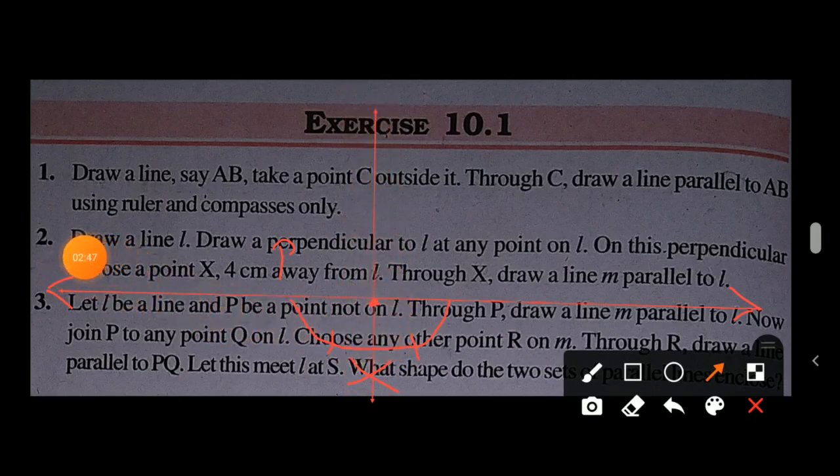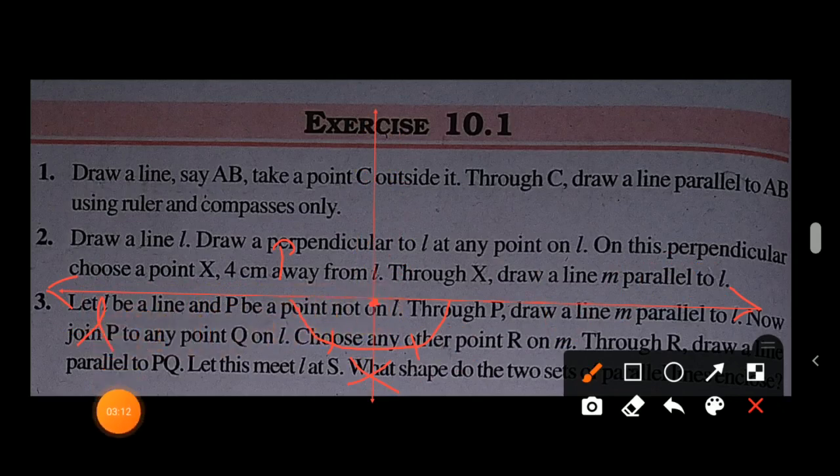According to the question, draw a line L. This is our line L. Then draw a perpendicular to L at any point on L. So this is the point P and it is the perpendicular on this line L. On this perpendicular, choose a point X 4 cm away from L.